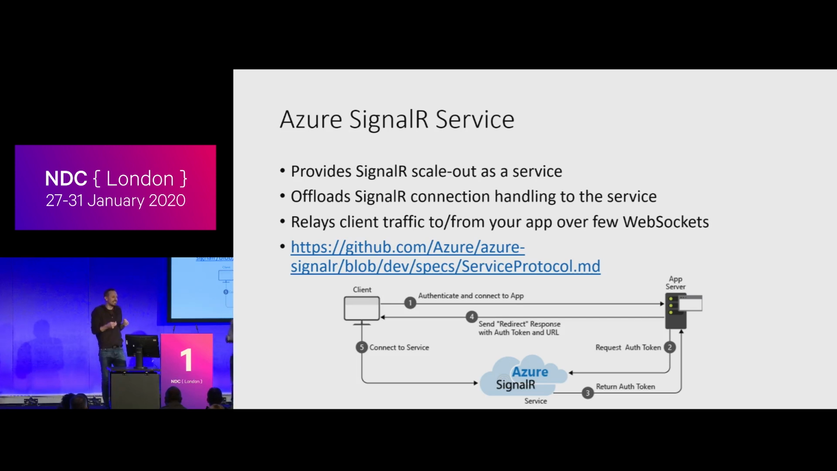And that's fantastic for scale, because now you've got 2 scale units. You've got your web application with your MVC and your pages and your hub code, but all your WebSockets are actually connecting over on this other thing, and you can scale them independently. You're not using up HTTP connection resources on your web app. That's all being paid for and scaled separately in the Azure SignalR service. So it relays that client traffic to and from over a couple of WebSockets between your application and the service.